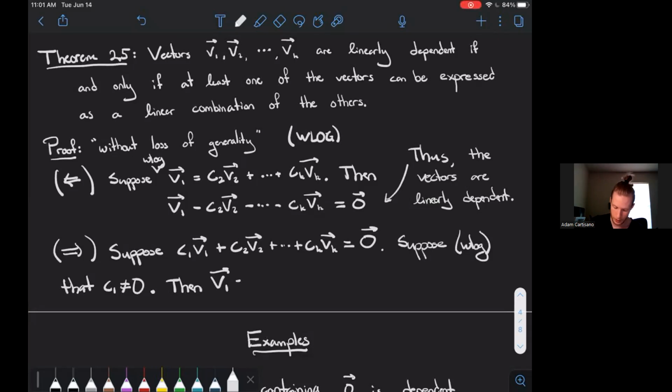so that v1 equals negative c2 over c1 v2 minus, all the way up to minus ck over c1 times vk. Again, we're allowed to do that because c1 is not equal to zero, right? Then we're allowed to divide by it. That's what we needed. And now we've written v1 as a linear combination of all the other vectors.